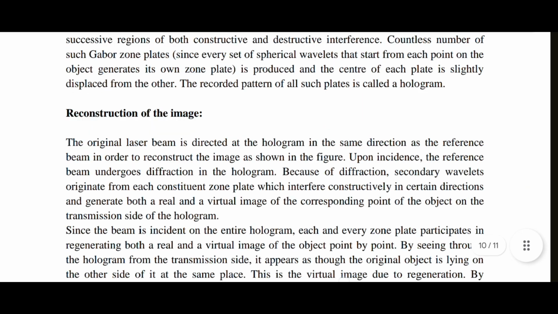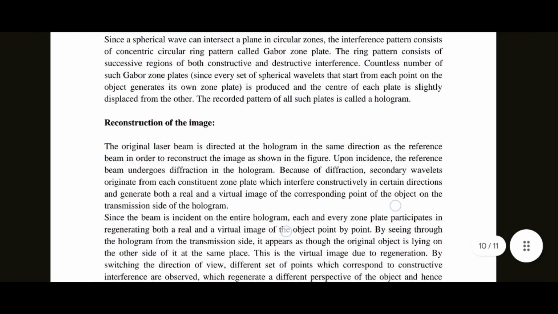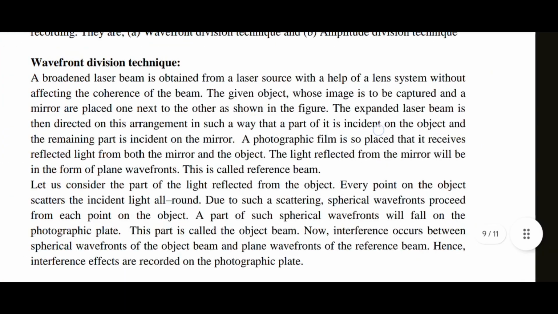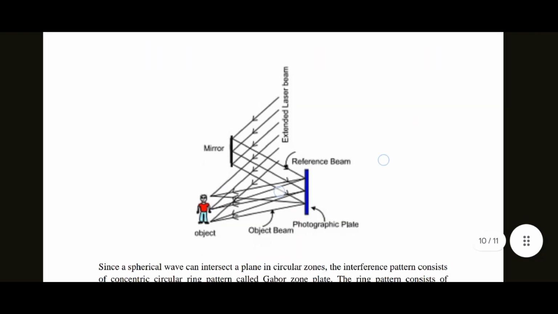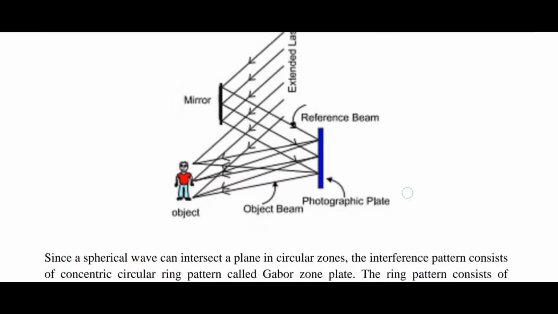Now again, we quickly get into the process of holography, that is, the recording and reconstruction of the image. There are two types in recording: wavefront division and amplitude division. Now we'll get into wavefront division, where a broadened laser light is incident on the given object and a mirror, which are placed one next to the other.